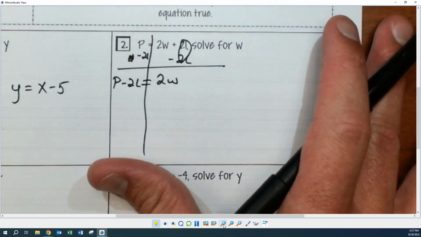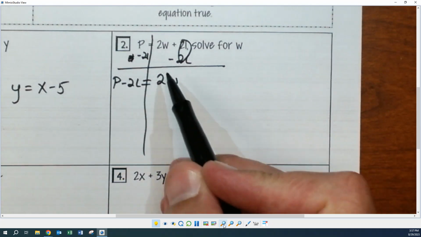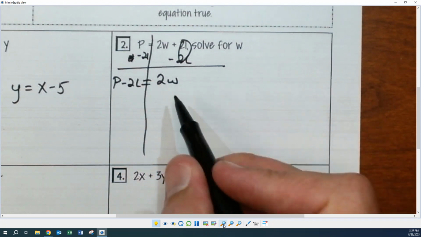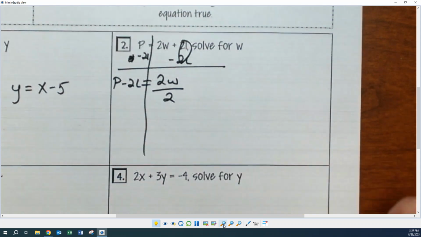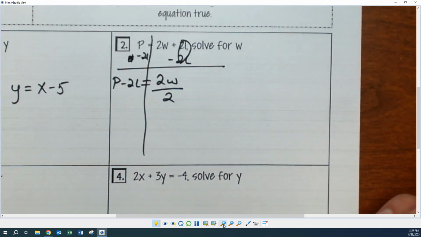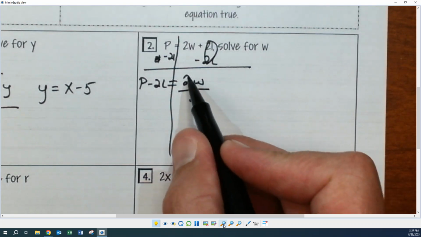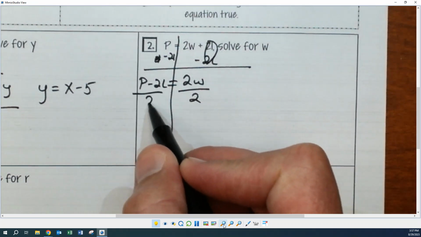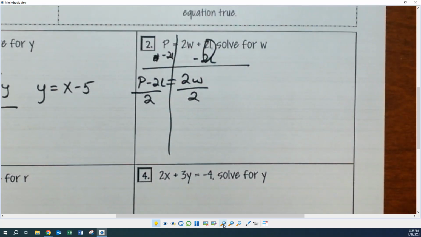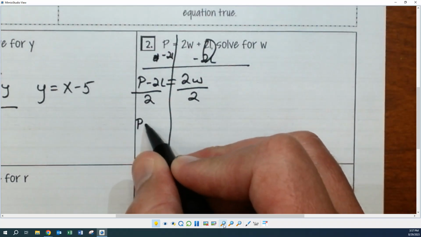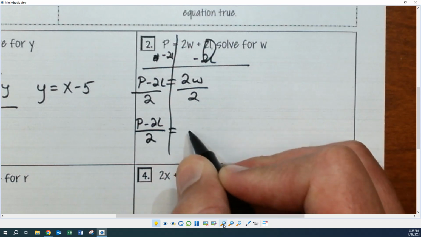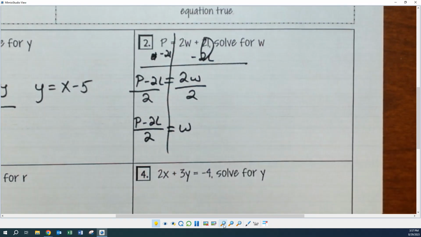Now, this might be the most confusing part in all of this, so listen up. We have 2W right here. Instead of multiplying by 2, I want to divide by 2. And I want to make this as easy as possible. If I'm dividing this whole thing by 2, I'm going to divide this whole thing by 2. So this becomes P minus 2L all divided by 2 equals W.